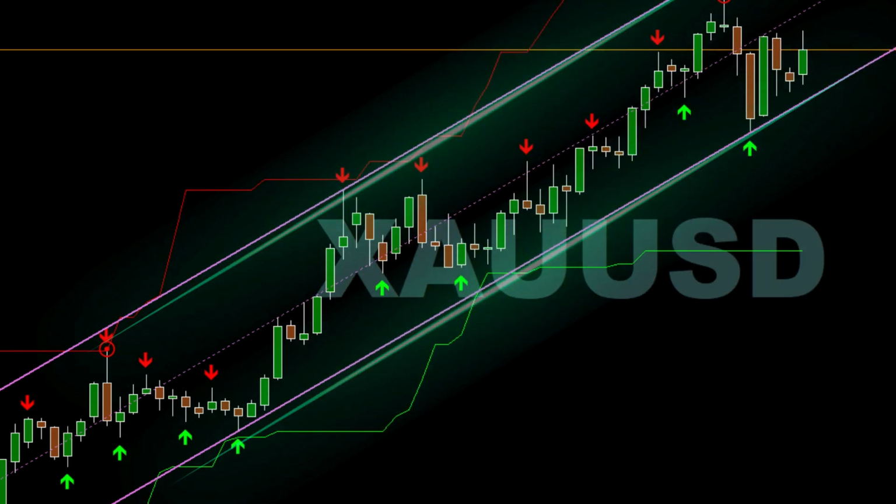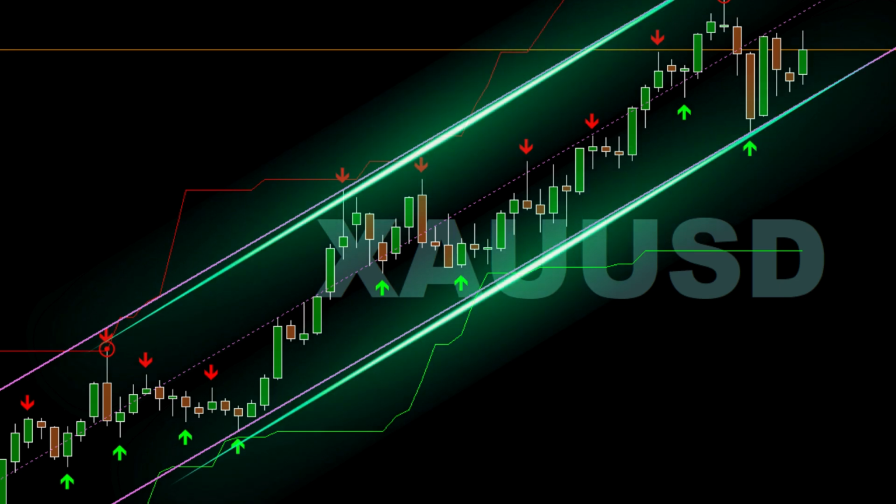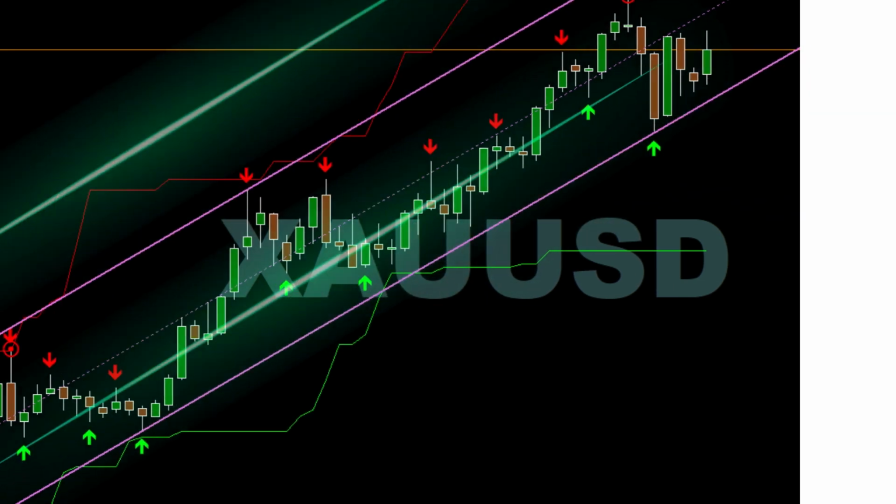But here's the catch. Fractals alone are not enough to guarantee success. To use them effectively, you need to combine them with other tools and strategies. Let me show you how.